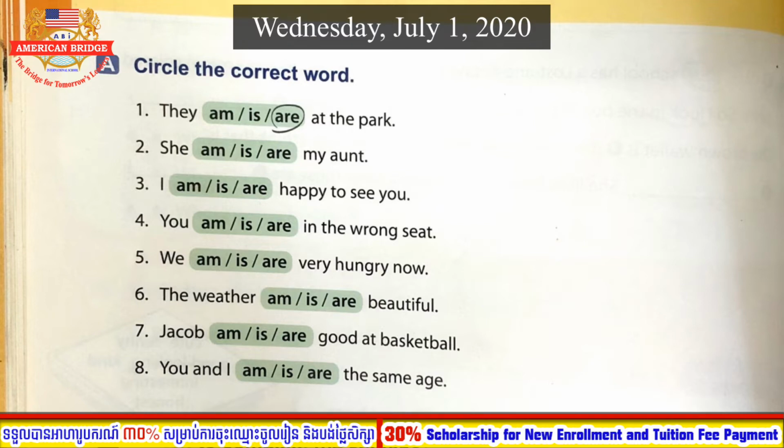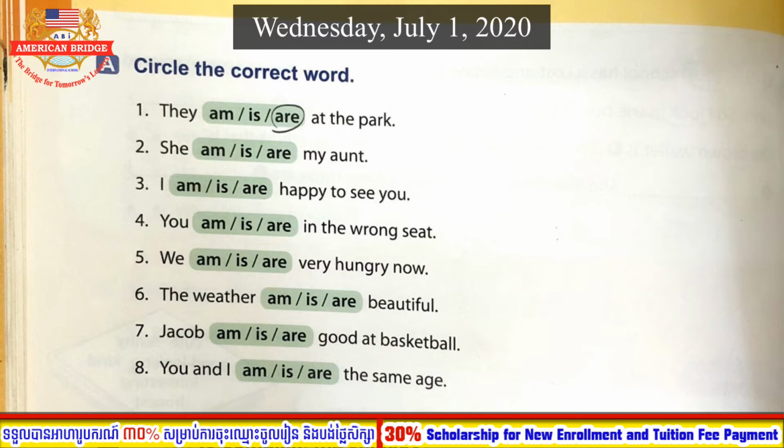Let's go to number 1. They are at the park. So we use are, right? Why do you use are? Because look at the subject. The subject is they. You cannot say they am or they is. You have to use they are. They are at the park.